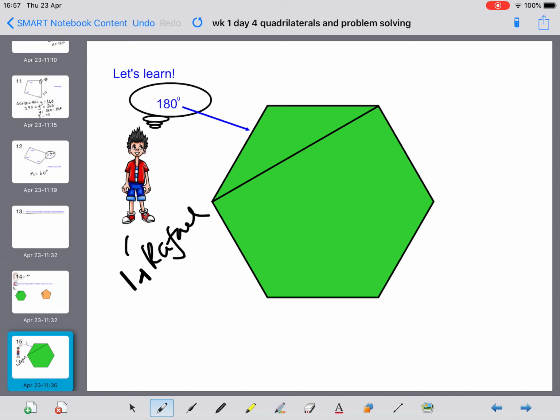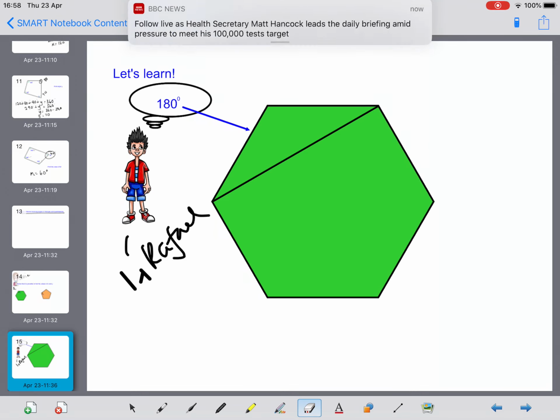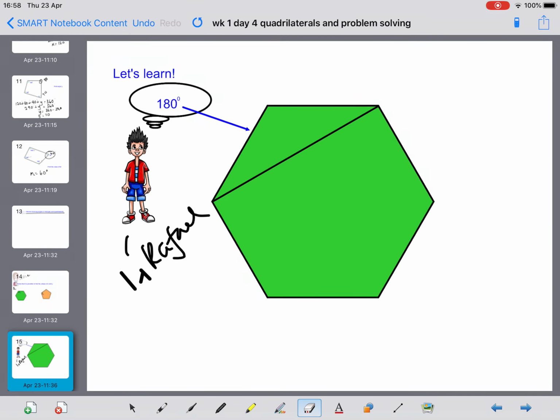Raphael knows that in that hexagon, a 6-sided shape, there's a triangle, and he knows that the angles of this triangle here add up to 180. How does that help us? Well, if we look at that, can we make any more triangles in that hexagon? Sketch out the hexagon for yourself and have a go. Think about how many triangles you can make in that hexagon.